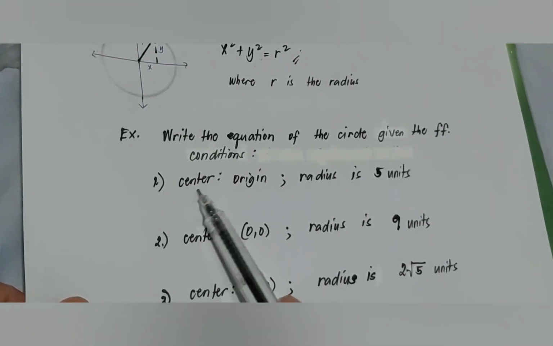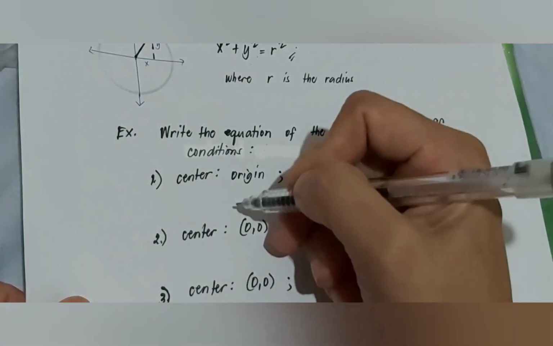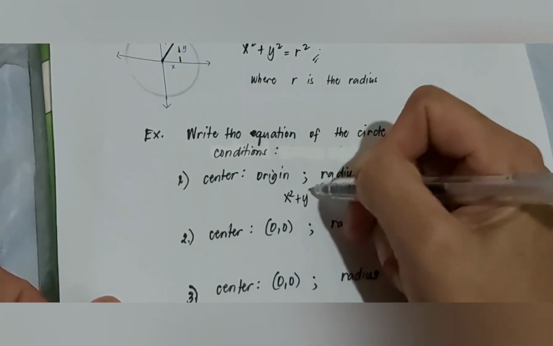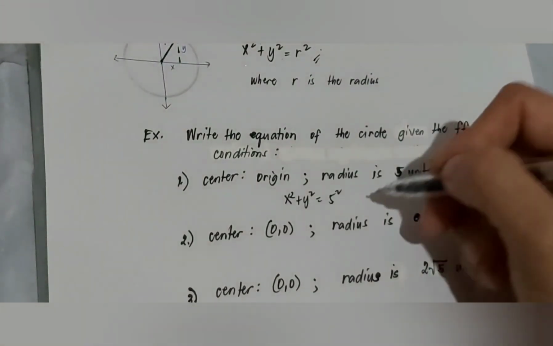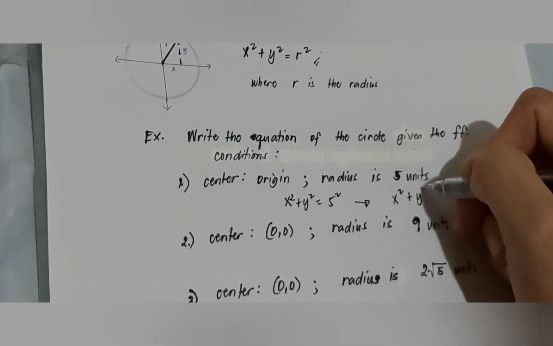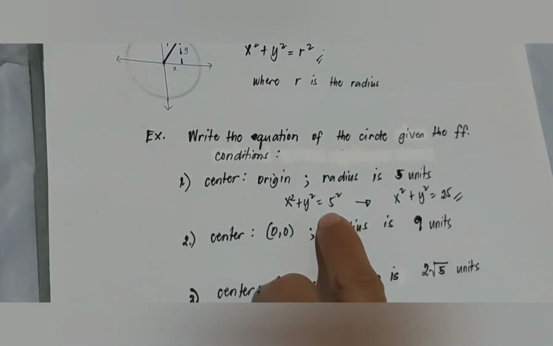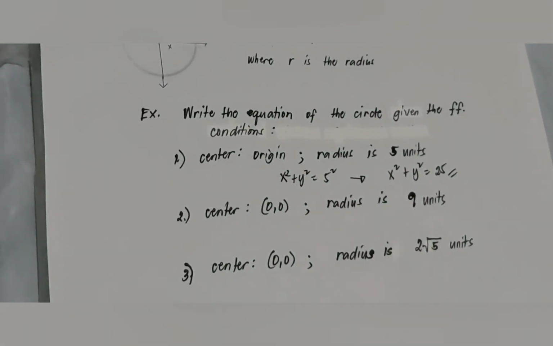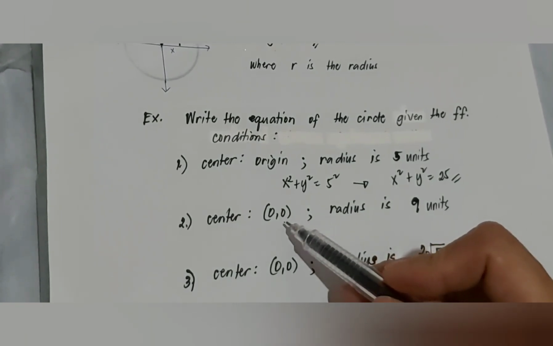First, the center is at the origin, radius is 5 units. Following this, it will be x squared plus y squared equals 5 squared, so x squared plus y squared equals 25. This is the equation of the circle with this condition. Number 2, the center is 0, 0, so again at the origin.